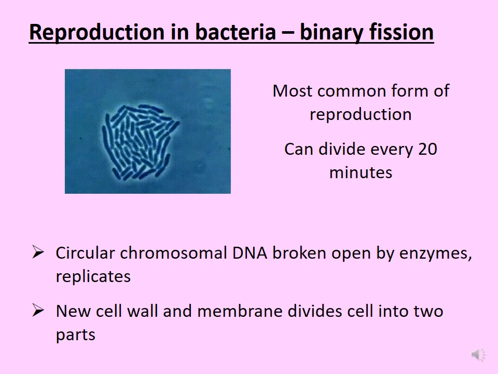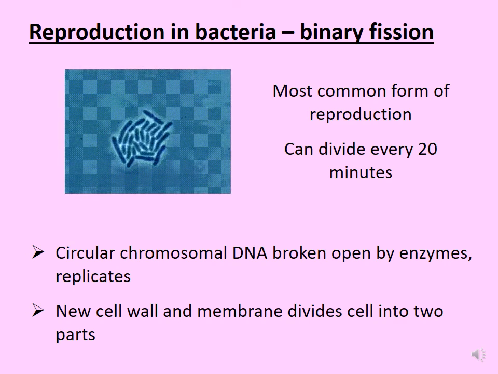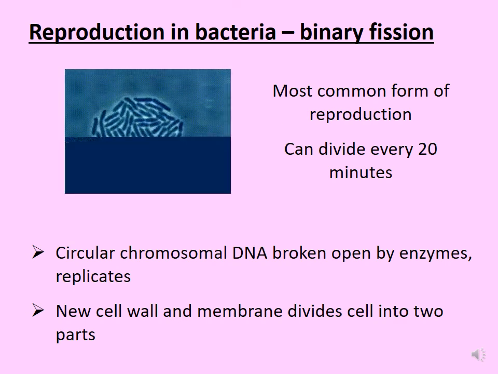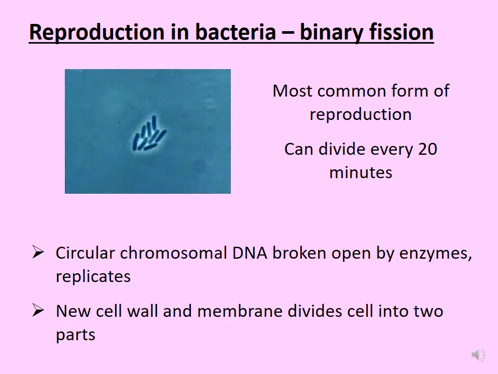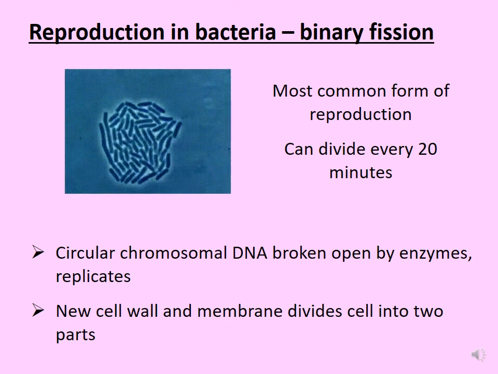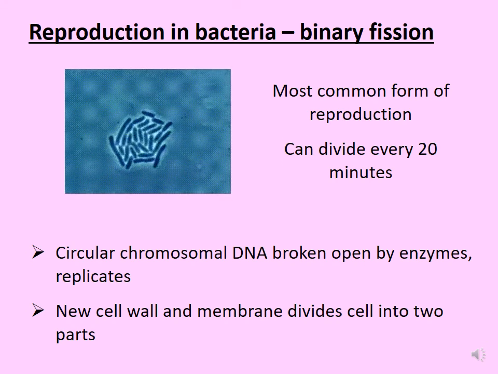Bacteria reproduce in a process called binary fission, which literally means splitting into two. It's the most common form of reproduction, and a division process can happen every 20 minutes, making the rate incredibly quick, and the rate of growth can actually be exponential. In this process, circular chromosomal DNA is broken open by enzymes, and then the DNA can replicate. The new cell wall and the membrane will divide the cell into two new parts, and so this process is actually very simple.